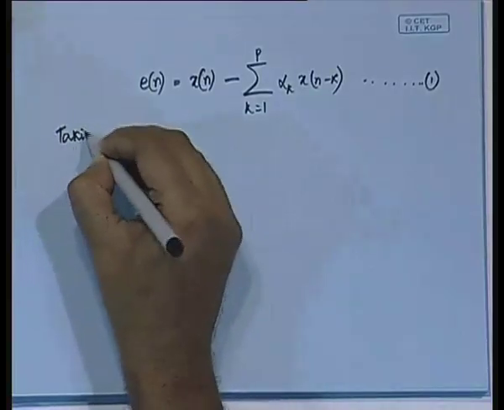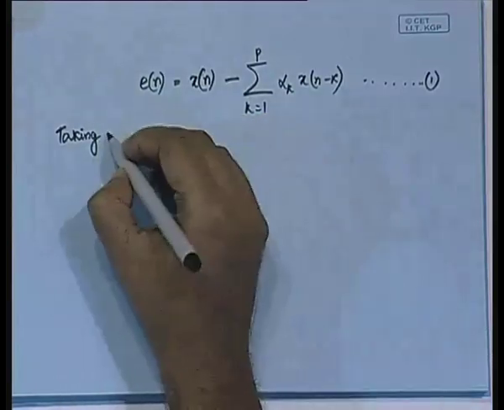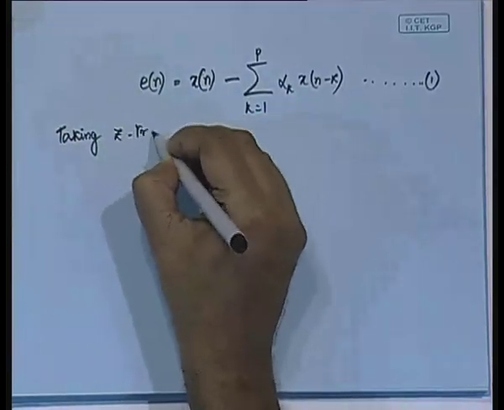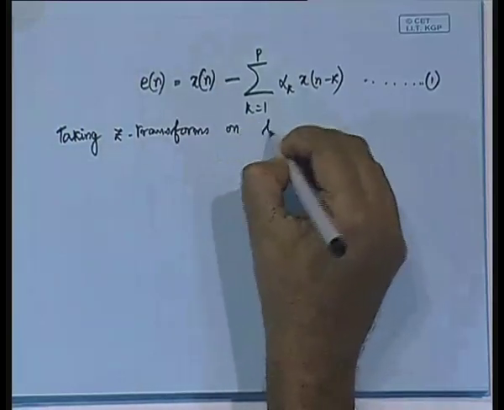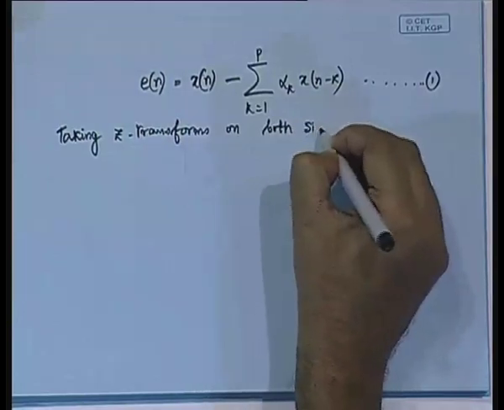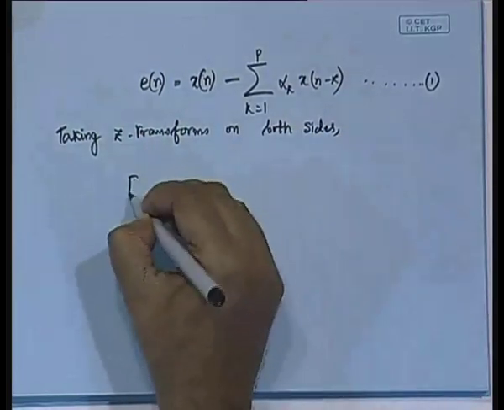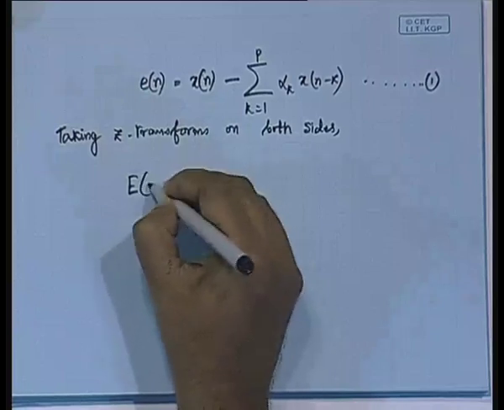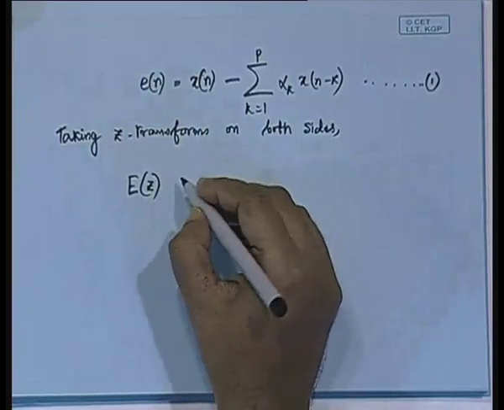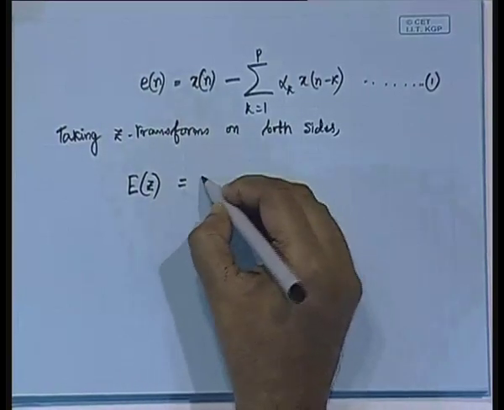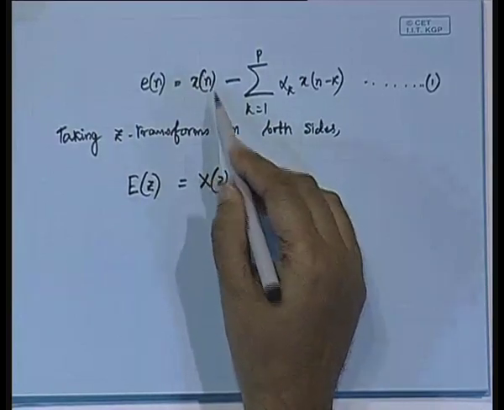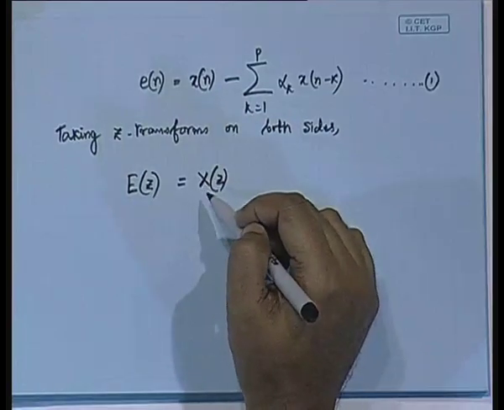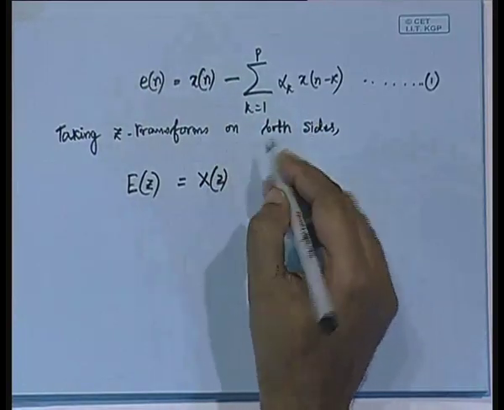So, if we take the Z transform, then what are we going to get? Taking Z transforms on both sides, we are going to get capital E, which we write in the Z domain. Capital E of Z should be equal to X of Z. This x[n]'s corresponding Z transform is X of Z, capital X we write.